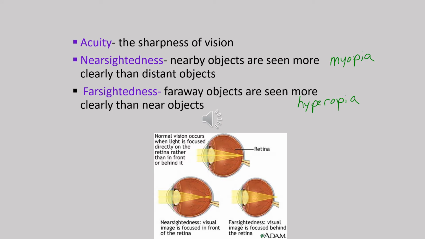Acuity refers to the sharpness of our vision. When looking at the lens, there are a few conditions that can alter the acuity. First of all, nearsightedness. This is when you can see close objects but have difficulty seeing things that are far away. This is also known as myopia. And if you are a young person and you wear glasses, chances are you suffer from nearsightedness. You need to wear glasses in order to see things that are far away.